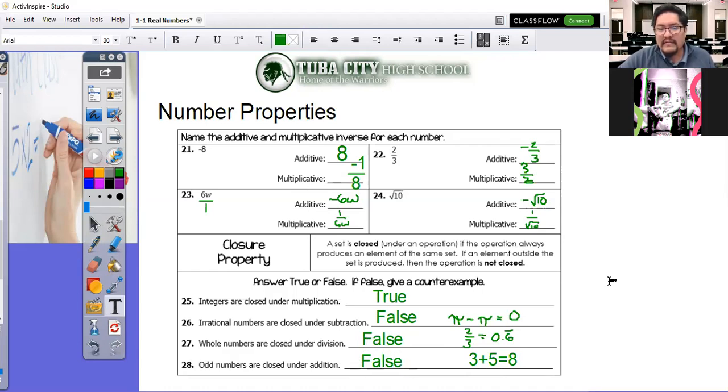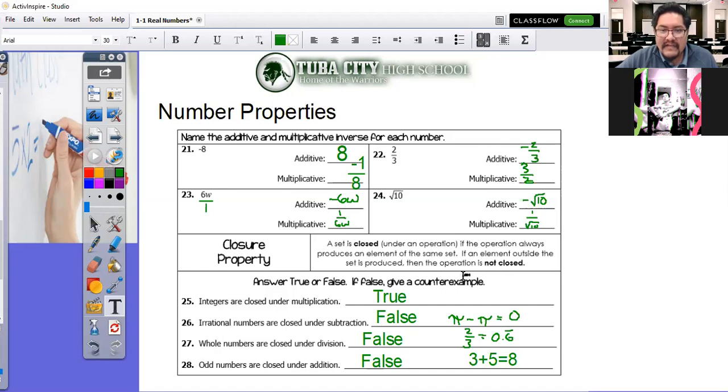So again, that's what closed means. Closed means that you will get the same group of numbers. So here we're working with the group of integers, the group of irrationals, the group of whole numbers, and the group of odd numbers, which is a subset of integers. Well, the definition's right there. That's probably the better way of saying it. The operation produces an element in the same set. So again, integers multiplied by other integers is true.